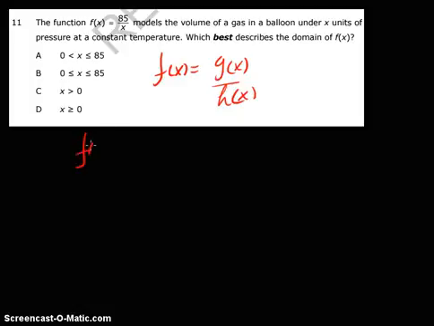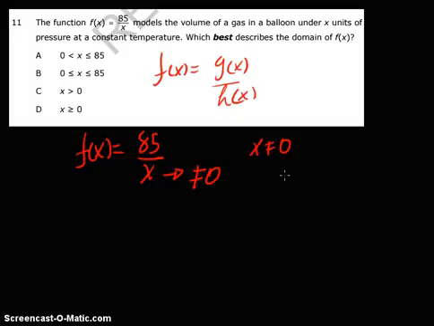Let me write the function: f of x is equal to 85 over x. This denominator cannot equal 0. So based on the given information, the only thing that can make this 0 is when x is 0. So we know that x cannot be 0 is one of the domain restrictions.